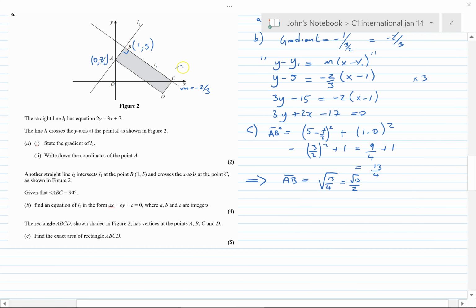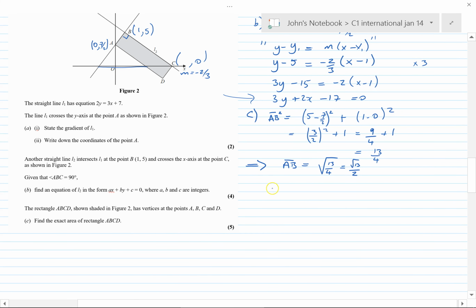Well, first of all, we're going to need the coordinates of C. Remember, along here, y equals 0. So we're substituting y equals 0 in there. So we've got the x coordinate of C. We'll put in 3 times 0 plus 2x minus 17 equals 0. So x equals 17 over 2.